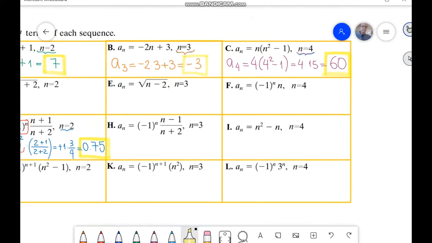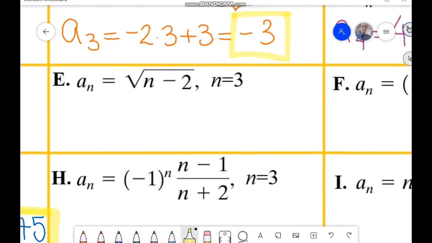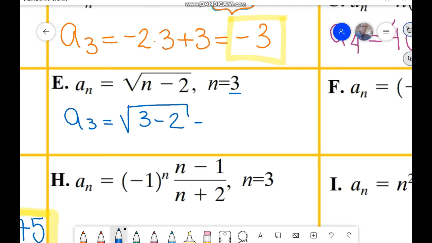For letter E, let's check here, letter E, we want the third term, right? The third term is A3 equals square root, n equals 3. 3 minus 2 is 1. The answer is 1.